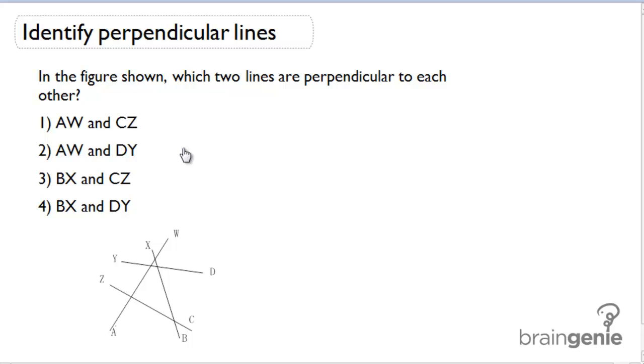In order to identify perpendicular lines, we need to remember what perpendicular lines are. They are lines that intersect to form right angles. In the problem below, we need to identify which pair of lines are perpendicular.